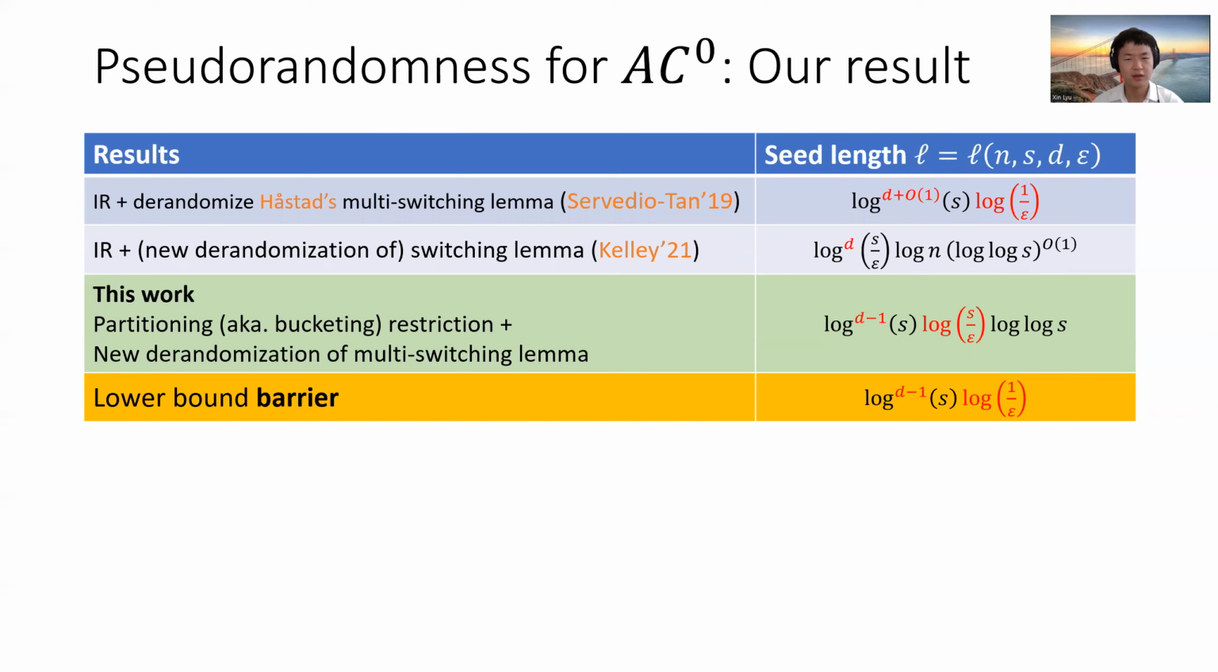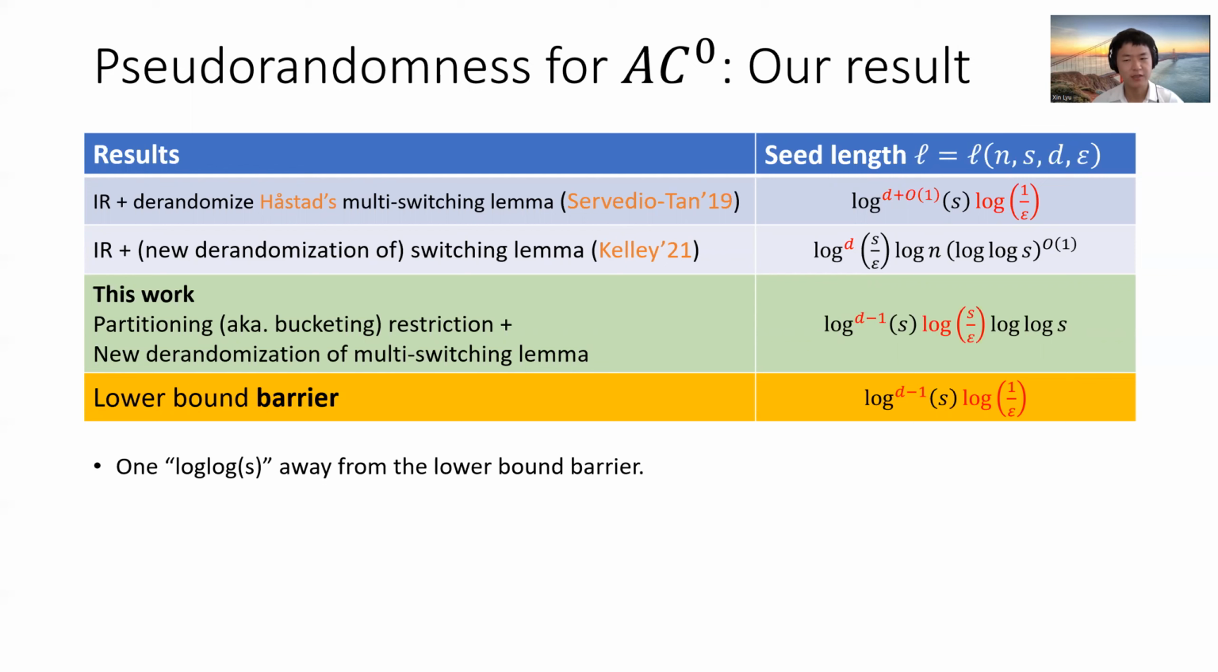The dependence on log 1 over epsilon is linear, and the dependence on log S is as small as the one given by Kelley. Also, our seed length does not have the extra log n factor, and the number of log S factors is reduced to 1. All these features push our result extremely close to the lower bound barrier. When epsilon is inverse polynomially small compared to the circuit size S, our seed length is only one log S away from the lower bound barrier.